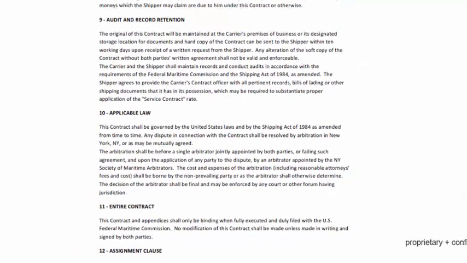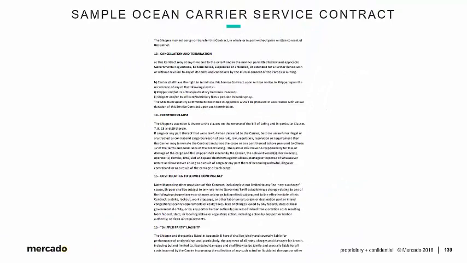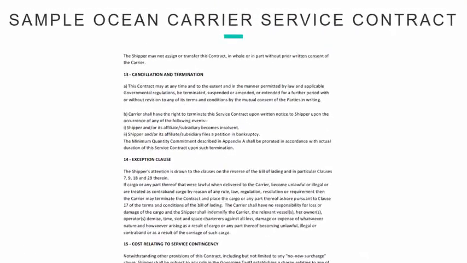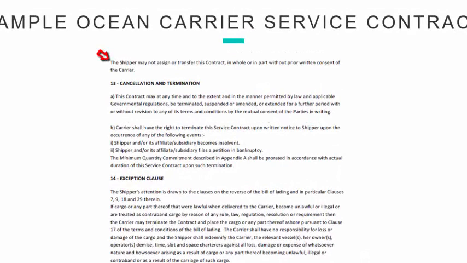Number 12, assignment clause. As we see at the top of the next page, that just means that the shipper may not assign or transfer the contract to another party.